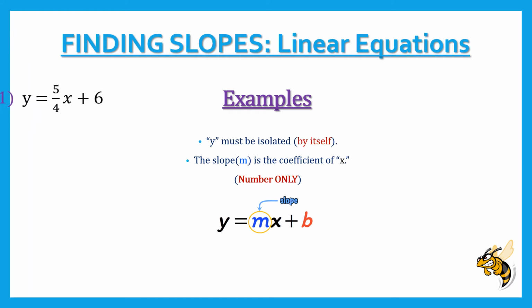Examples. Number 1, y equals 5 over 4x plus 6. If you take a good look, the y is by itself, completely isolated. So therefore, we should try to locate the coefficient of x. And in this case, it's going to be 5 over 4. So the slope is equal to 5 over 4.